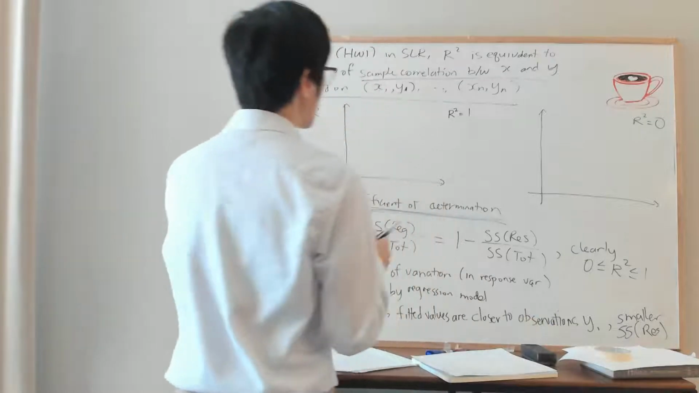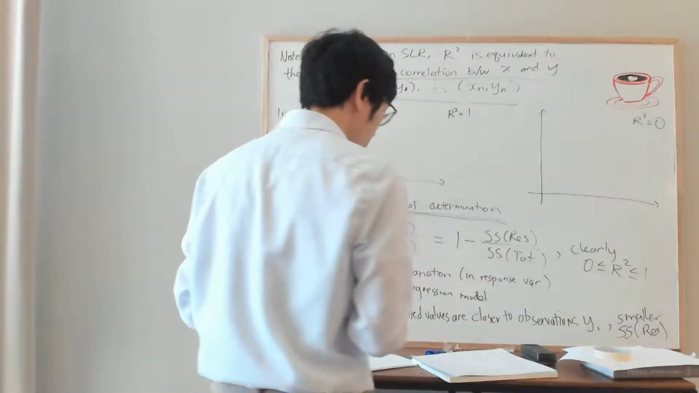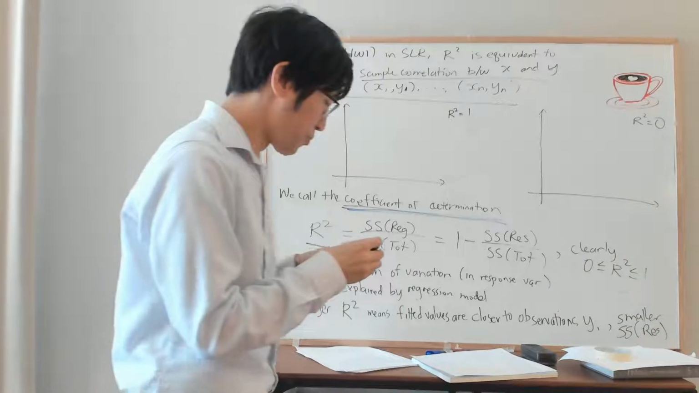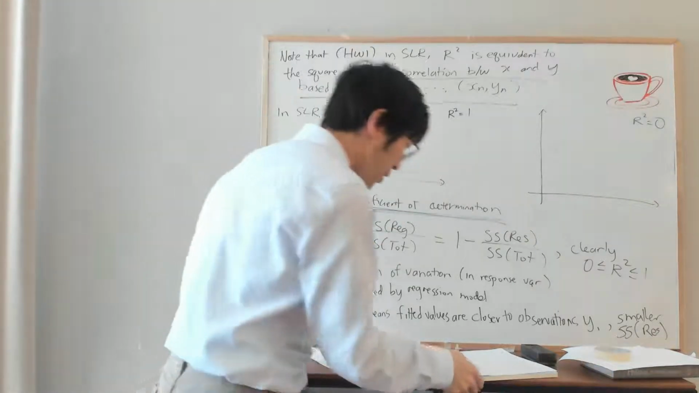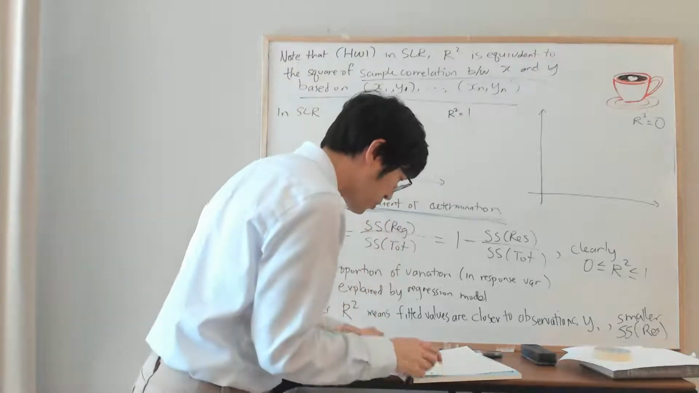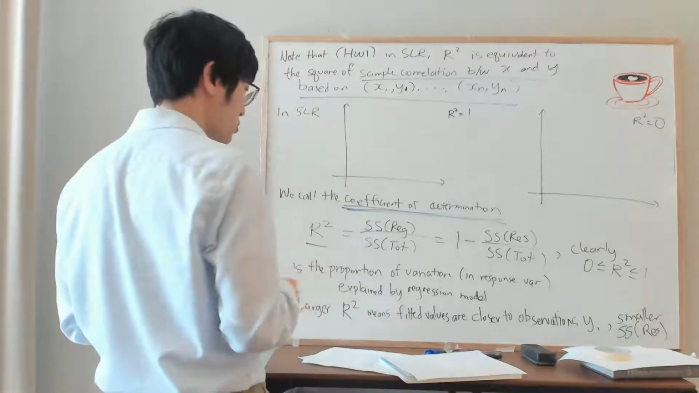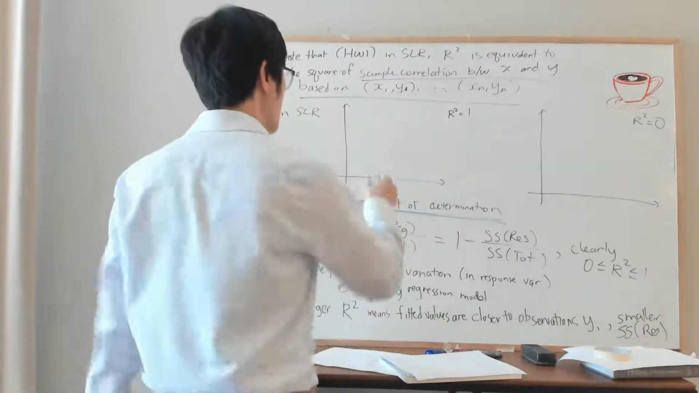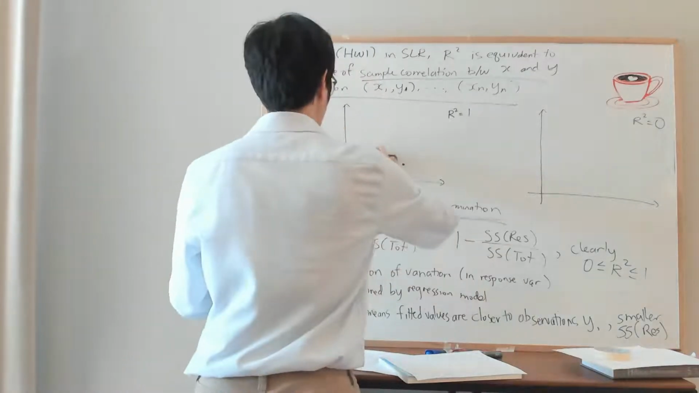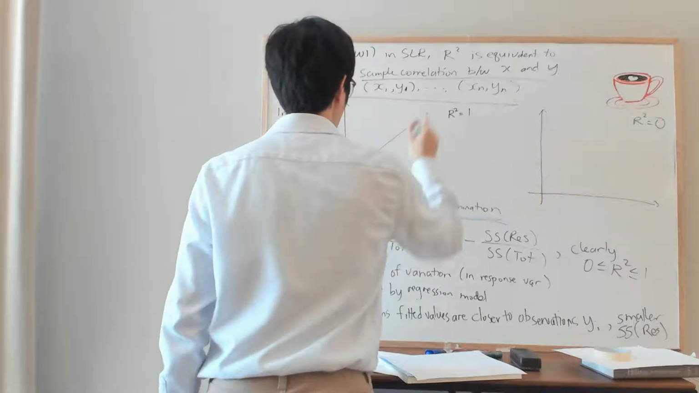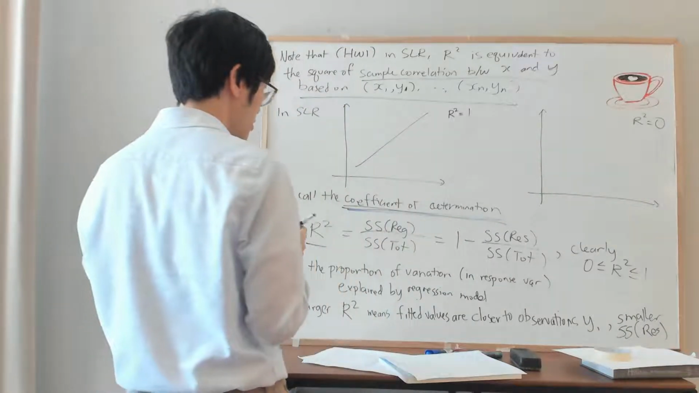Okay, so let's start with r squared equals 1. In fact, this is something I asked you to think about already on your homework. So let's draw a picture now. Let's draw a regression line first. Clearly x and y are correlated.